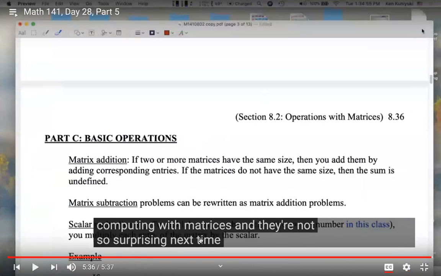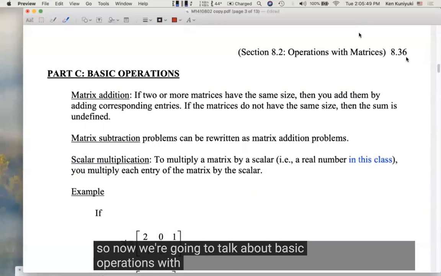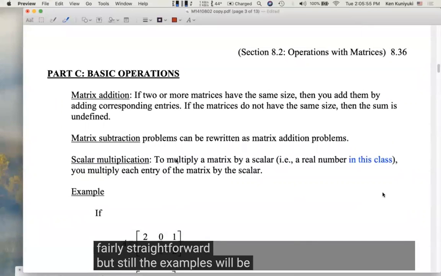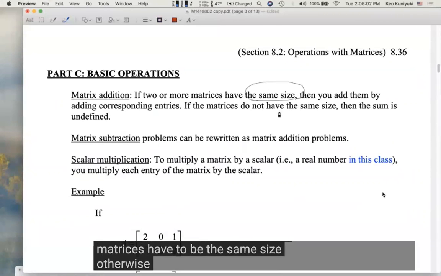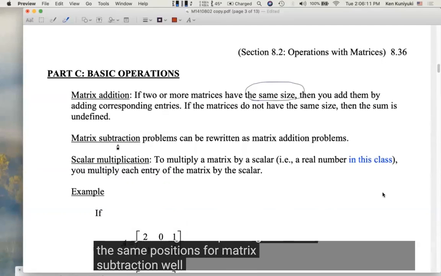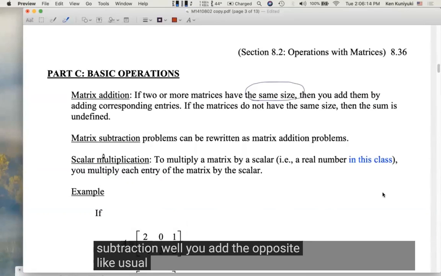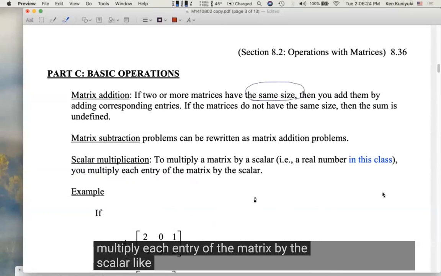All right, let's continue on. 8.2, continuing. So now we're going to talk about basic operations with matrices. These are fairly straightforward, but still the examples will be helpful. In matrix addition, first of all, the two matrices have to be the same size. Otherwise, the sum's undefined. But if the matrices are the same size, then you add them by adding corresponding entries in the same positions. For matrix subtraction, you add the opposite, like usual. Scalar multiplication, just like with vectors: to multiply a matrix by a scalar, or a real number, you multiply each entry of the matrix by the scalar.